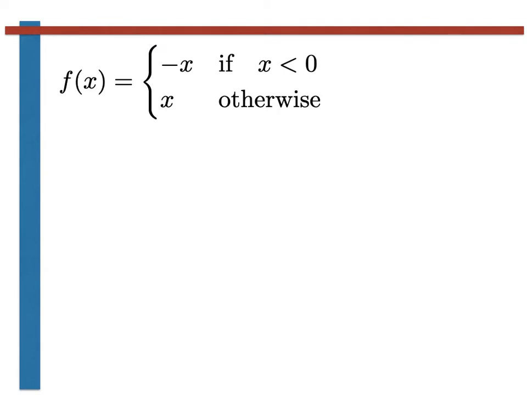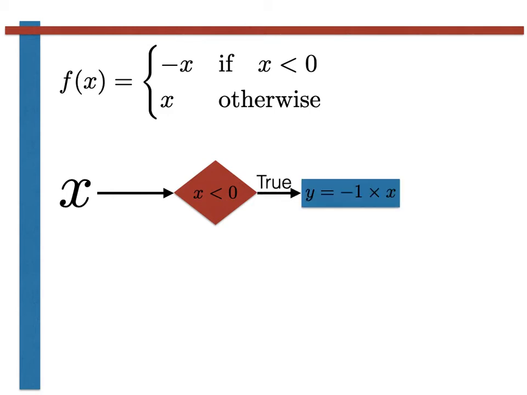We can express how the modulus is calculated diagrammatically by using a flowchart. The value of x enters this flowchart from the left. The truth value of the proposition x is less than 0 is then evaluated. If the proposition's truth value is 1, then y is evaluated as minus 1 times x. If the truth value of the proposition is 0, then y is set equal to x.